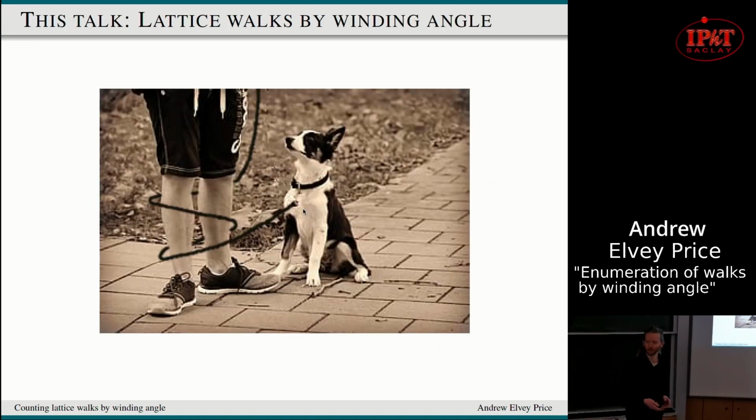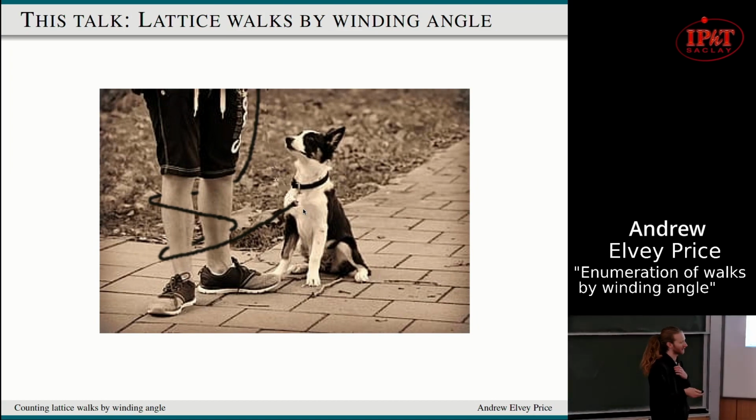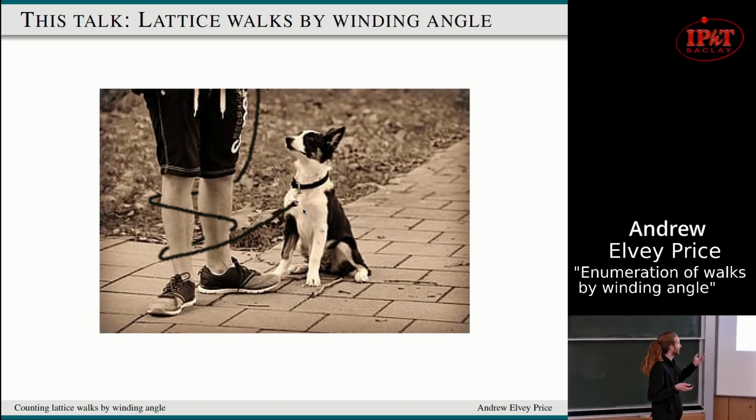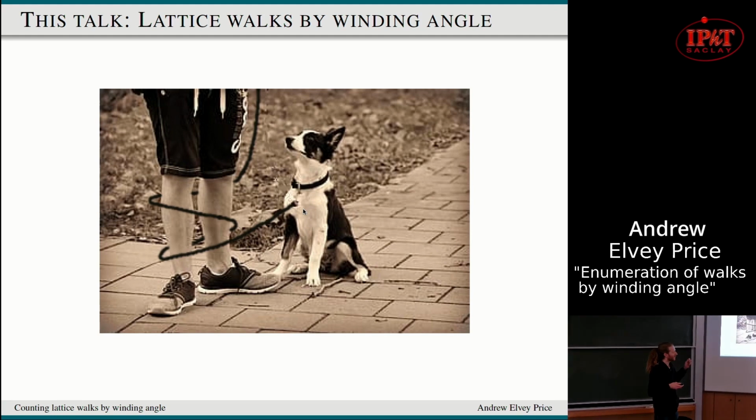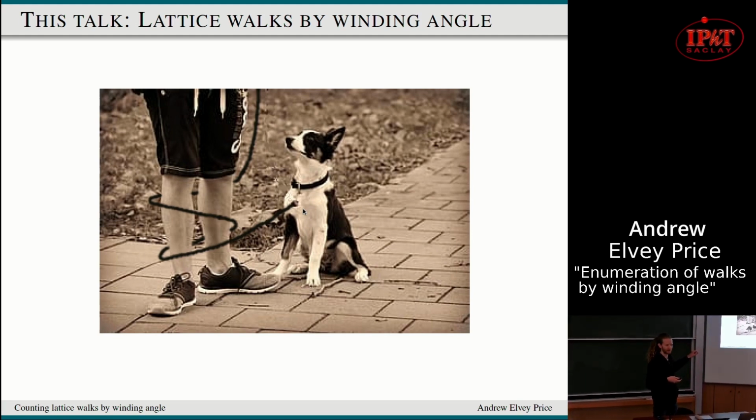Okay, so this talk is about walks by winding angle. So it's walks where we add in one extra piece of information, which is how much the walk winds around the center point. So for example, if we have a dog doing a walk, the winding angle is how much the leash wraps around the person's legs.